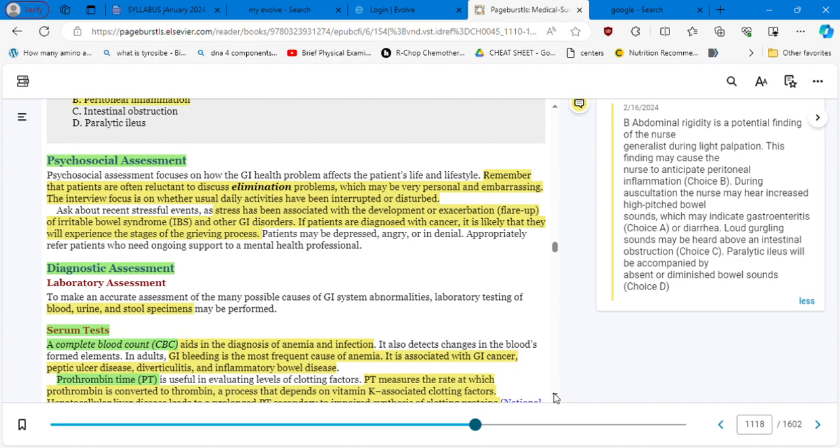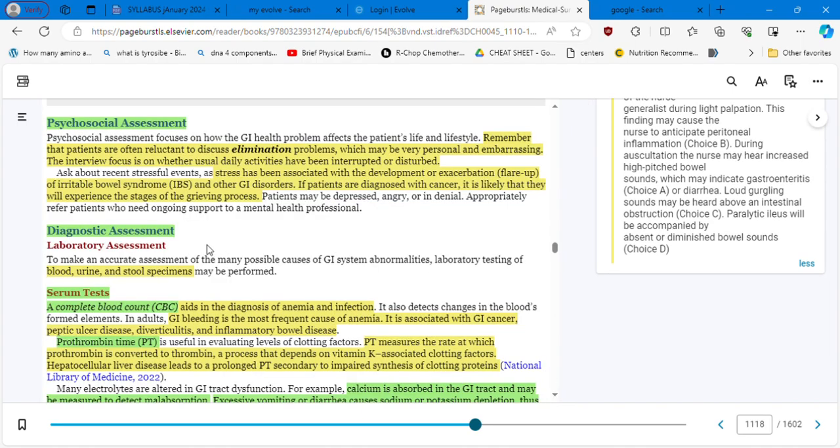And then when we come back, we are going to talk about the diagnostic assessment and also the imaging. Thank you so much, and stay tuned for part 2 of assessment of the gastrointestinal system.